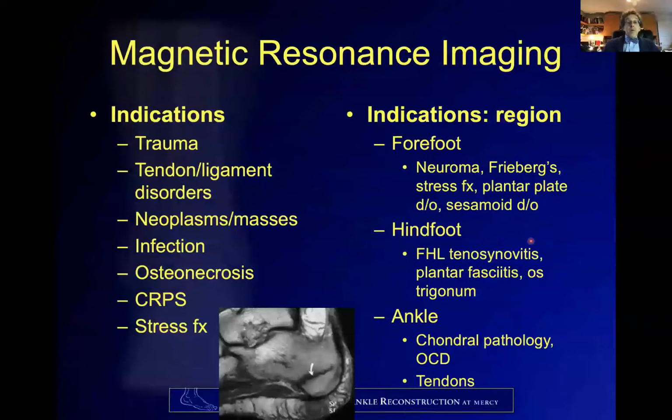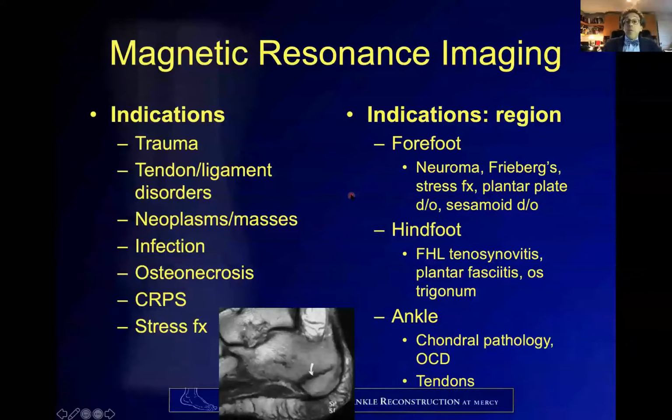Okay, so there's lots of different indications for magnetic resonance imaging, or MRI. We have trauma. You could see tendons and ligaments really well, so any tendon ligament disorders are well visualized on MRI. Neoplasms, masses, infection, osteonecrosis, complex regional pain syndrome, CRPS, stress fractures, as you see in the teaser image we have here with a nice stress fracture in the calcaneus.